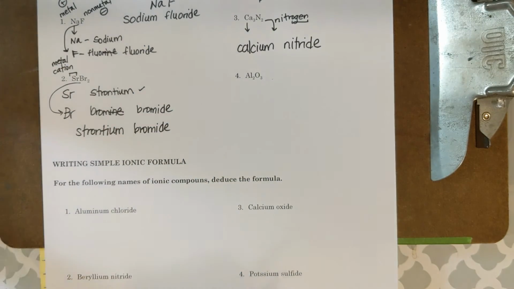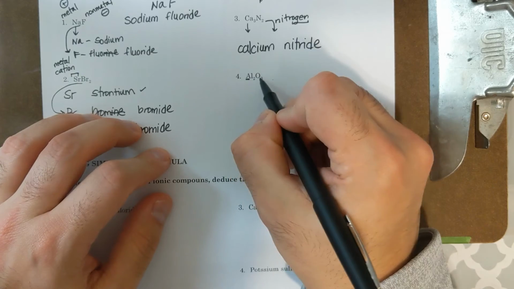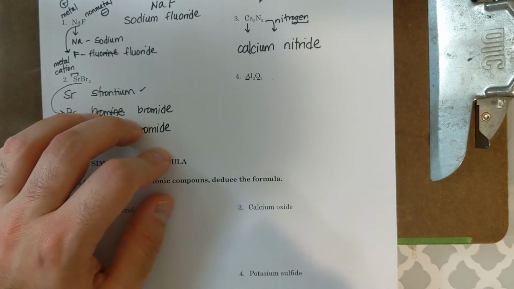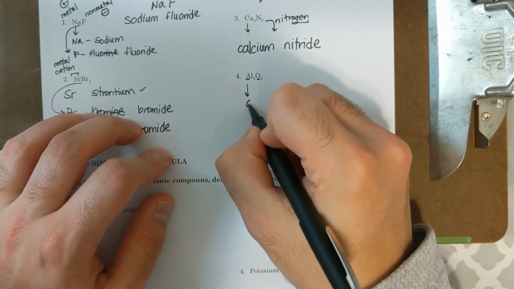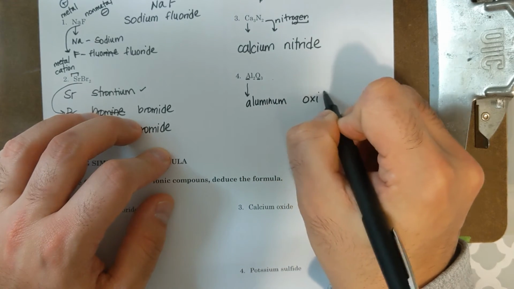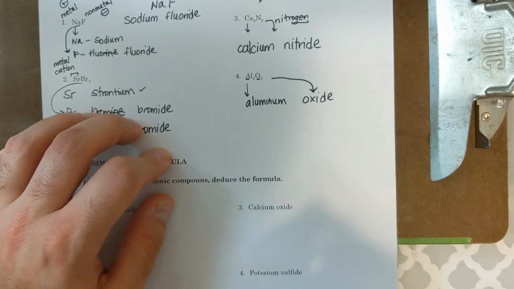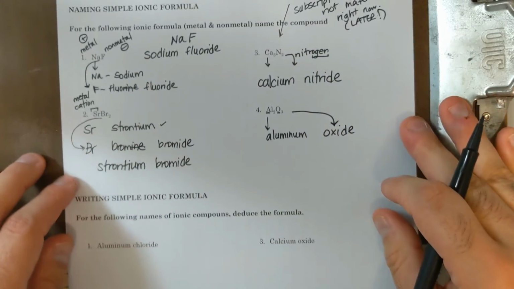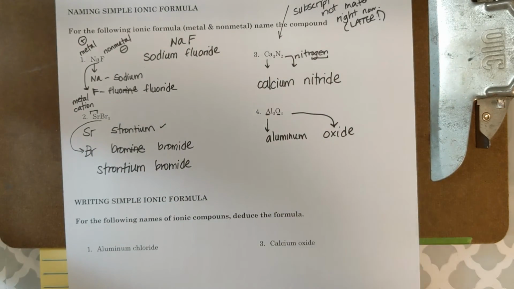And then finally, I'm going to do the last one even quicker to see if you get the idea. I have Al, which is aluminum, and O, which is oxygen. I'm going to name that aluminum oxide. And that is how I name simple ionic formulas.